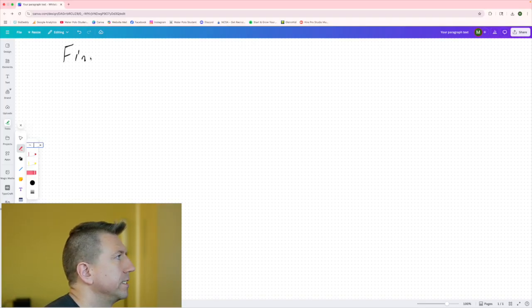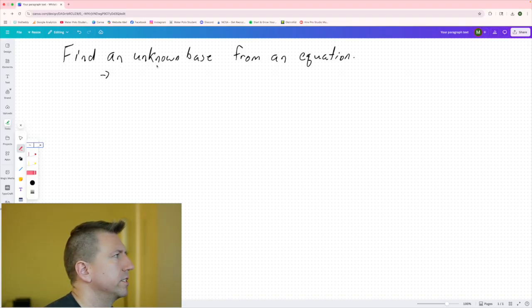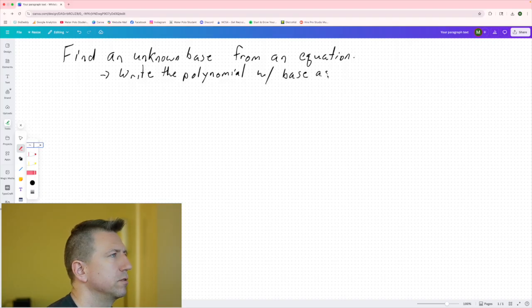So we're going to find an unknown base from an equation. The solution is that we're going to write the polynomial with the base as a variable, and that's solved. So let's do an example.